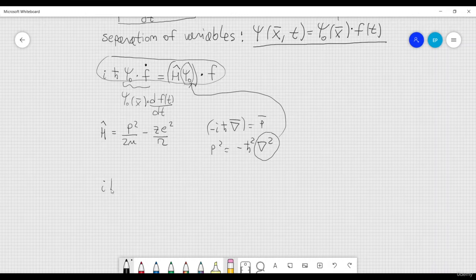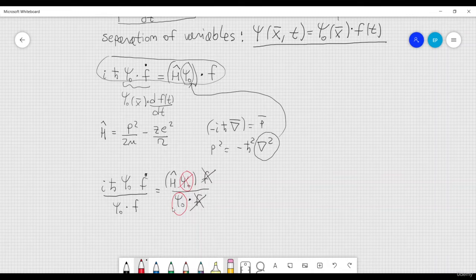So let me clear this out. I have i h bar psi 0 f dot, and I will divide this by psi 0 times f, and I can do the same on the right hand side: H acting on psi 0 times f, divided by psi 0 times f. I can simplify this f with this f, but I have to be careful because I cannot do the same for psi 0. I cannot cancel them, because I have to consider H acting on psi 0 as just one expression. H contains a Laplacian, so it will act on psi 0 and change it. I cannot simplify these two expressions on the right, but I can do it on the left, because there is no operator that acts on psi 0.